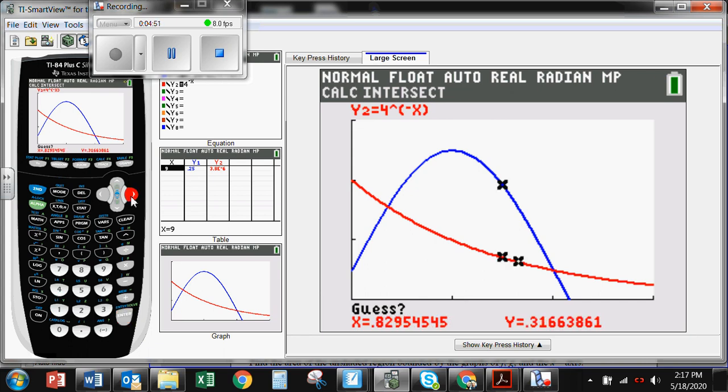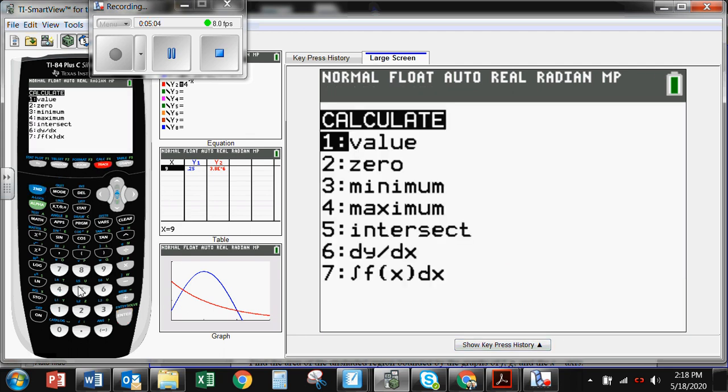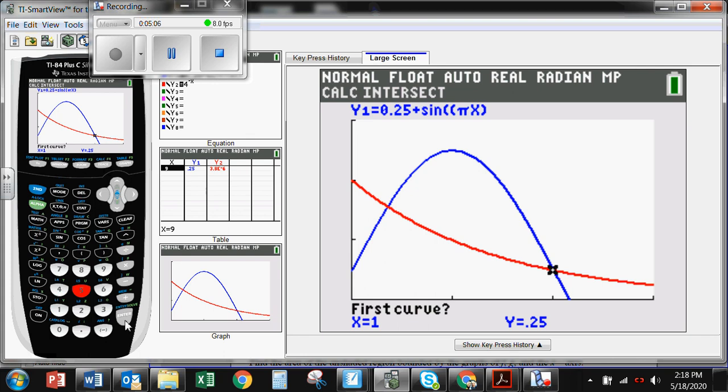Let's guess that one first. So 1 and 0.25, that's great. Now let's do second calculate, the same thing: intersection, first curve, second curve. As I'm going to have to find the area of the regions, we notice on my graph that from 0 to whatever this point is, the red function is on top, which is g of x.